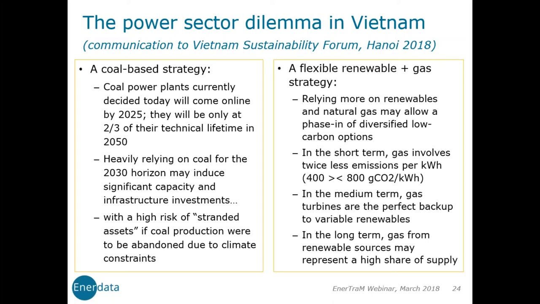In the short term, gas involves twice less emissions per kilowatt hour produced, that is about 400 against 800 grams of CO2 per kilowatt hour. This is, of course, a very general statement, not specific to Vietnam. In the medium term, one can consider that gas turbines may be a very well-fitted, if not perfect, backup to variable renewables when they develop strongly. Variable renewables are, in particular, wind and solar electricity. And in the long term, as I already mentioned, gas from renewable sources, gas from bio sources, may represent an increasing share of supply. So one can identify a flexible and dynamic perspective for this type of strategy.